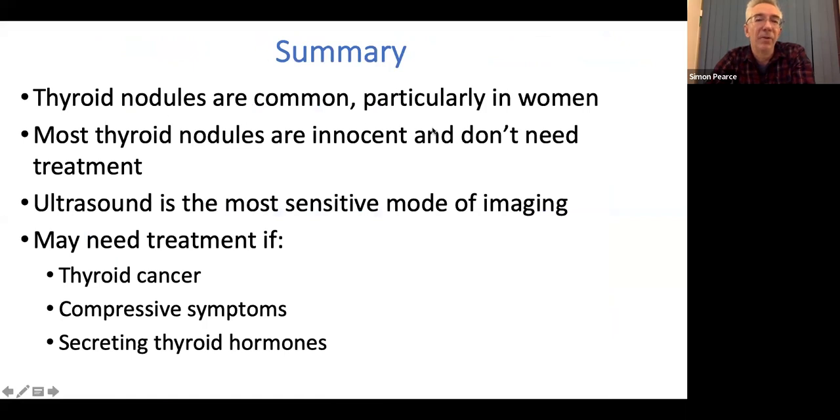So to summarize, thyroid nodules are common, particularly in women. Most thyroid nodules are innocent and don't need treatment. Ultrasound is the most sensitive mode of imaging, but you do mainly treatment if it turns out to be thyroid cancer as detected by the imaging, and then normally by needle aspiration cytology. But also if you've got compressive symptoms, you may need treatment, and also if it's secreting thyroid hormones. So that's pretty much all I've got to say, and I'll stop sharing my screen.